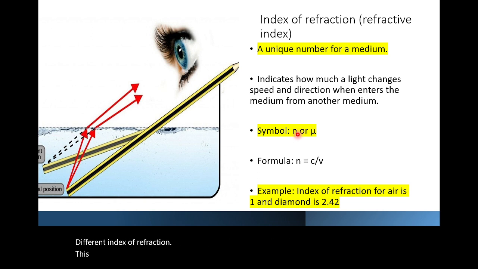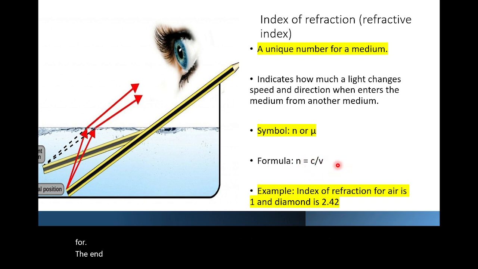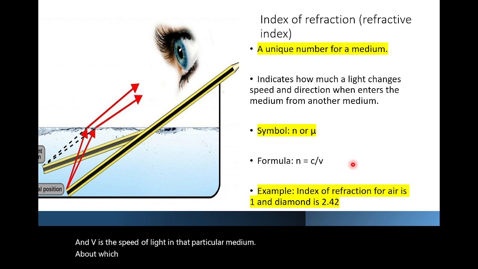This is the symbol or letter used to write index of refraction. And this is the formula for the index of refraction, where c is the speed of light in vacuum or air, and v is the speed of light in that particular medium about which you are talking, with the index of refraction.